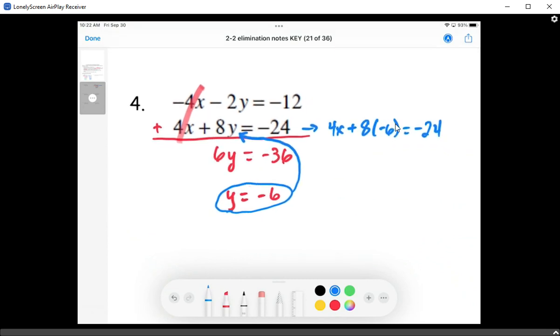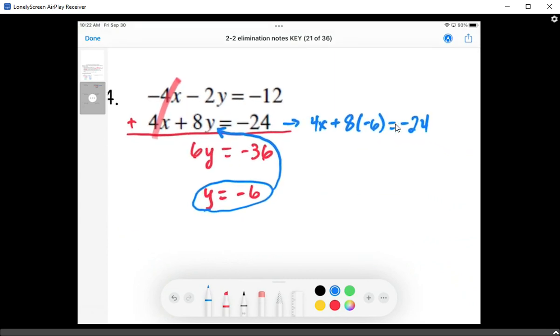We just plug it all in and simplify everything down as much as we can. 4x minus 48. Okay, and then we just have to get that x, so we'll add 48 on both sides and divide by the coefficient.